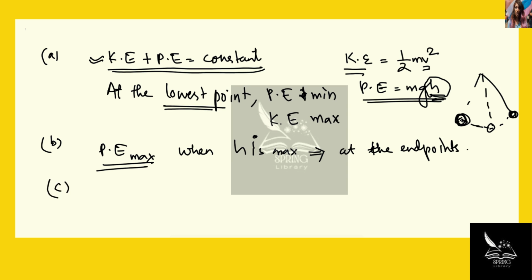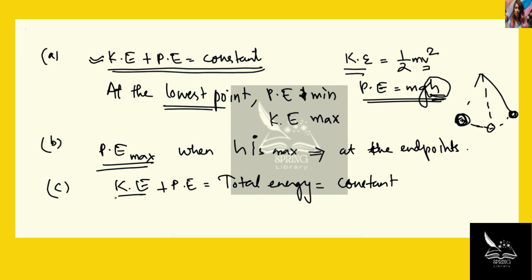Now, in the last part, we have to see when the kinetic energy is half of its maximum value. So, again, kinetic energy plus potential energy is equal to total energy, and by law of conservation of energy, this has to be a constant because energy is always conserved. Therefore, when kinetic energy is half of its maximum value, then potential energy also goes to half of its maximum value.